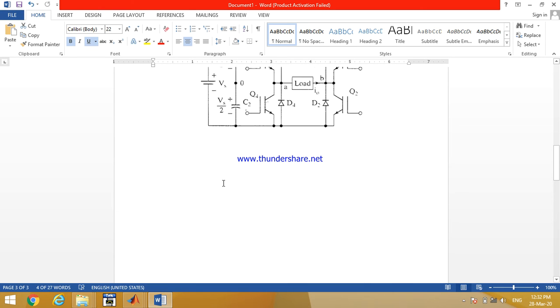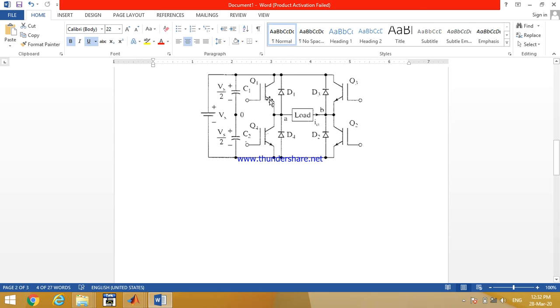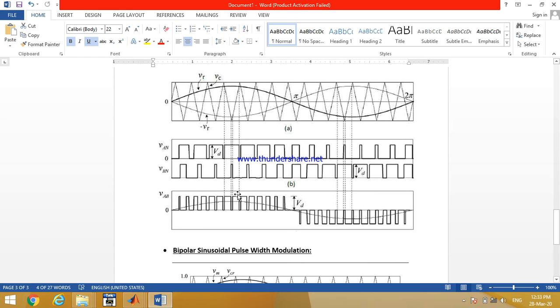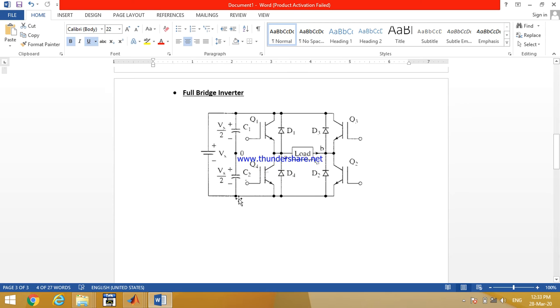The pulse number 1 is to be given to the switch 1, and the NOT of that pulse is given to the switch number 2. The pulse number 2 is given to the switch number 3, and the NOT of the pulse number 2 is given to the switch number 2. So in this way we'll get the output voltage waveform like this, right? So now we'll switch to the simulation software to simulate this circuit.